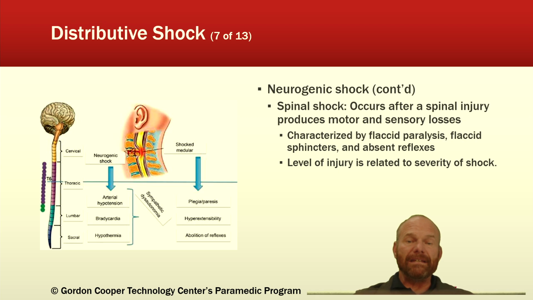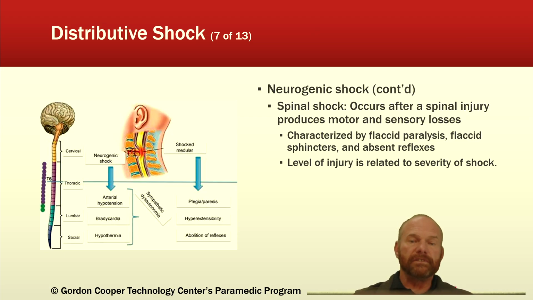Swelling and edema of the spinal cord begin within 30 minutes after the injury, and then there can be a secondary cord injury which develops over the first few days following that initial insult. Now, severe pain may be present just above the level of injury, and they can be characterized by flaccid paralysis, so that loss of muscle tone and strength, flaccid sphincters, so loss of control over the sphincter muscles, and absent reflexes, loss of reflexes below the level of the injury.